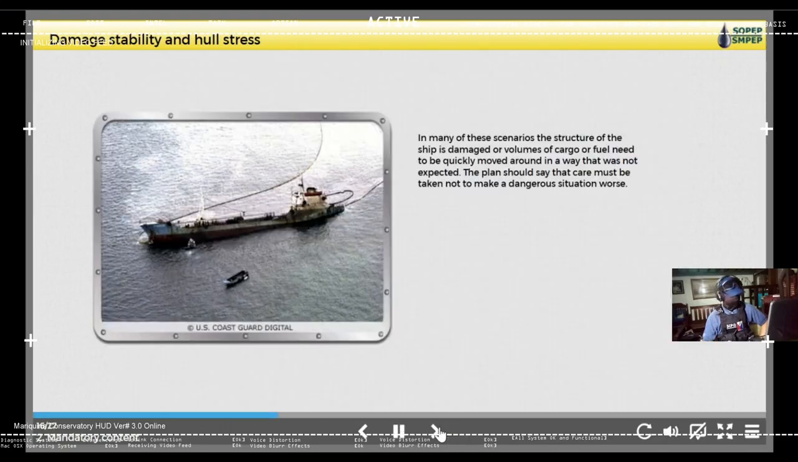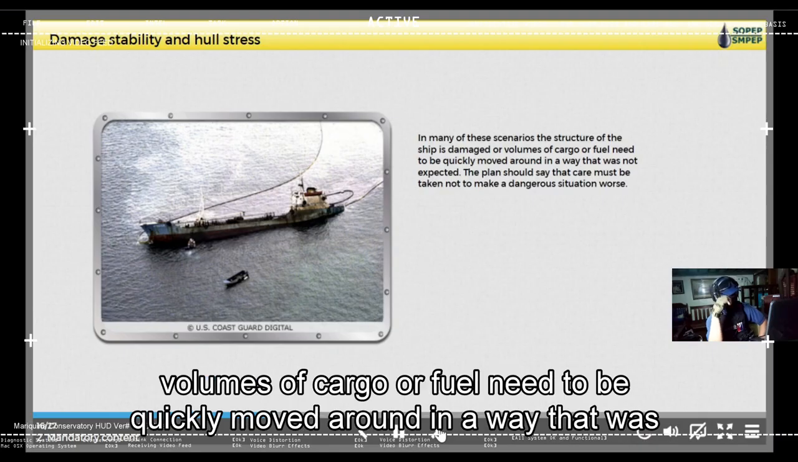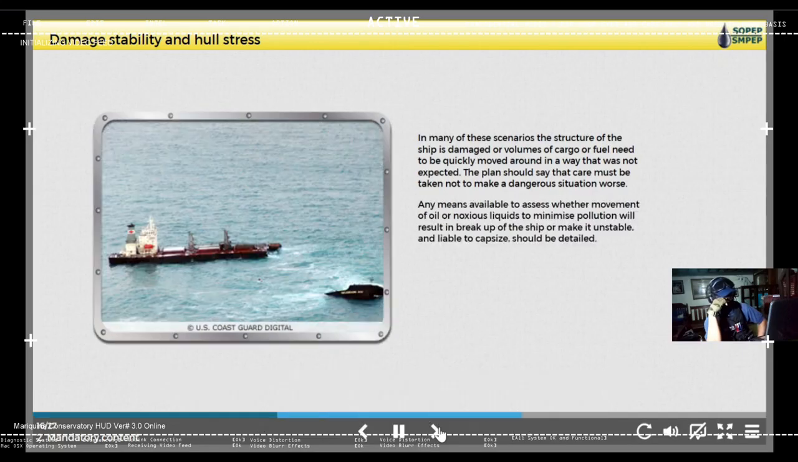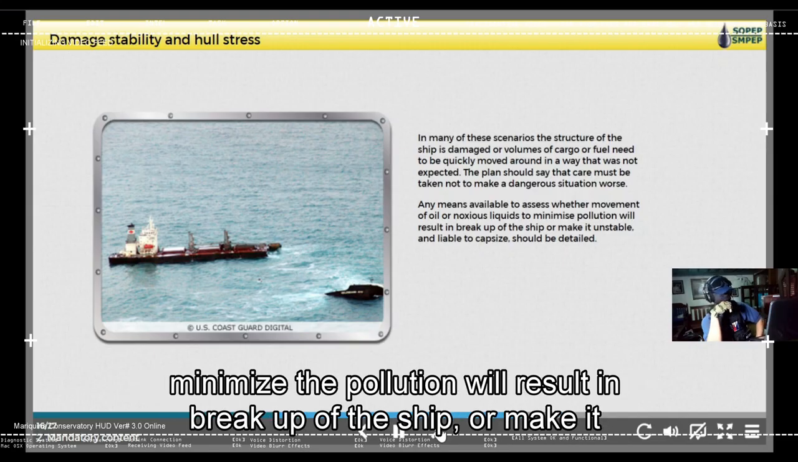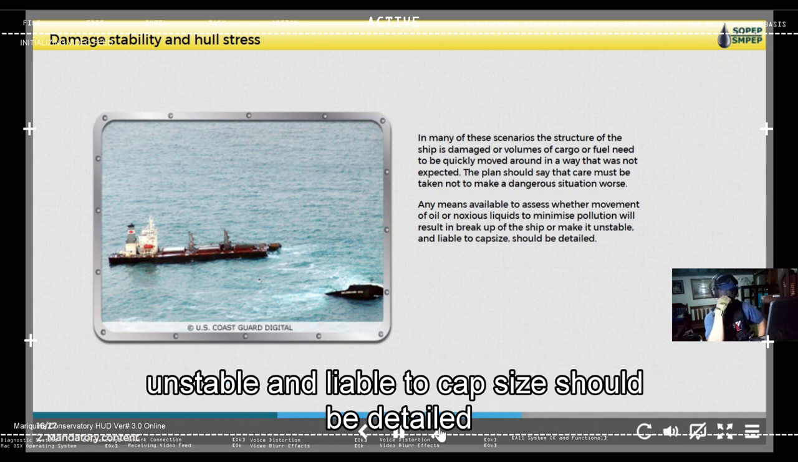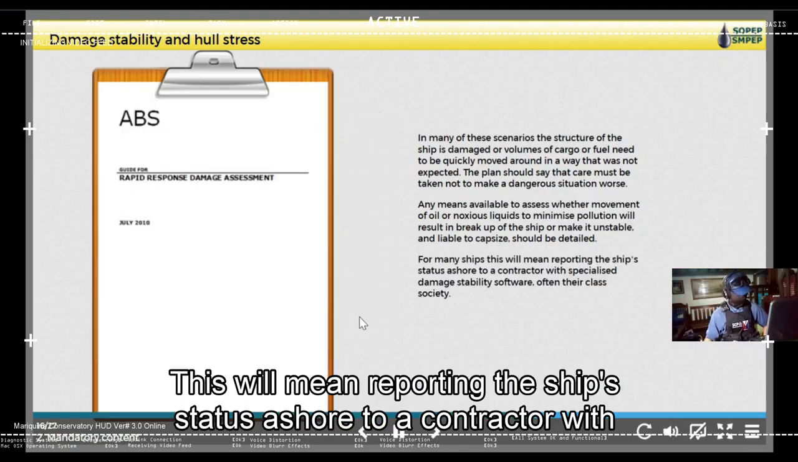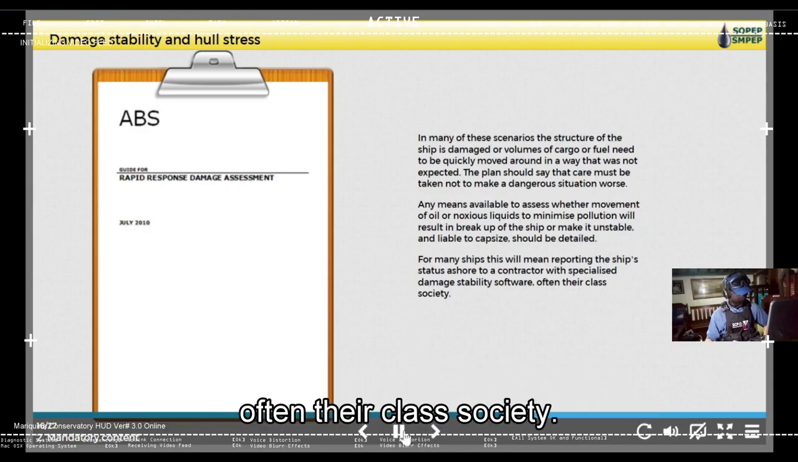In many of these scenarios, the structure of the ship is damaged, or volumes of cargo or fuel need to be quickly moved around in a way that was not expected. The plan should say that care must be taken not to make a dangerous situation worse. Any means available to assess whether movement of oil or noxious liquids to minimize pollution will result in breakup of the ship or make it unstable and liable to capsize should be detailed. For many ships, this will mean reporting the ship's status ashore to a contractor with specialized damage stability software, often their class society.